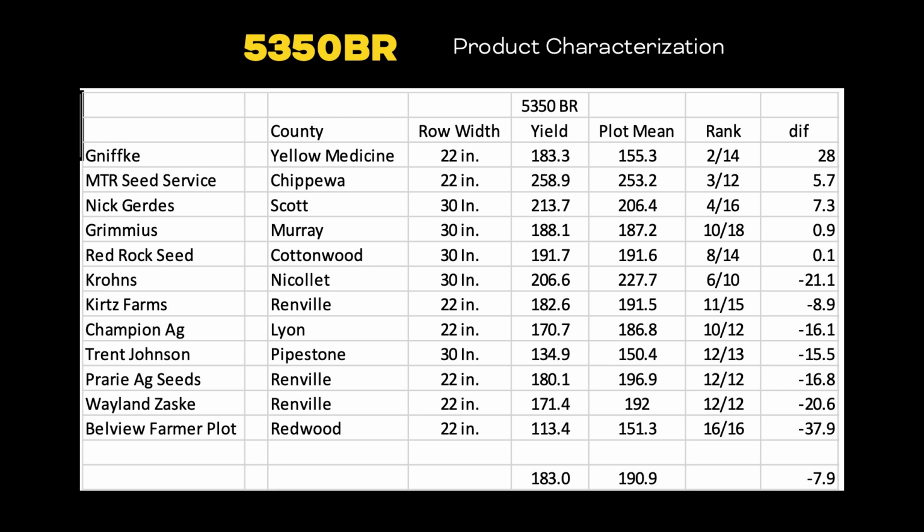And when he looked at those plots, sure enough, what did he find? Yep, 8 bushel below the mean. Not going to get very excited about a new hybrid that's 8 bushel below the mean, right?